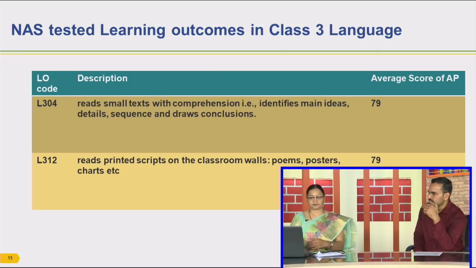So L301, 302 and 303 were not tested, you mean? Yeah, in the last they have more focused. They have taken this learning outcome and they have given the type of question based on this learning outcome, whether the students are able to do this or not. So they have tested in this learning outcome only. Our average score of AP is 79%, sir.